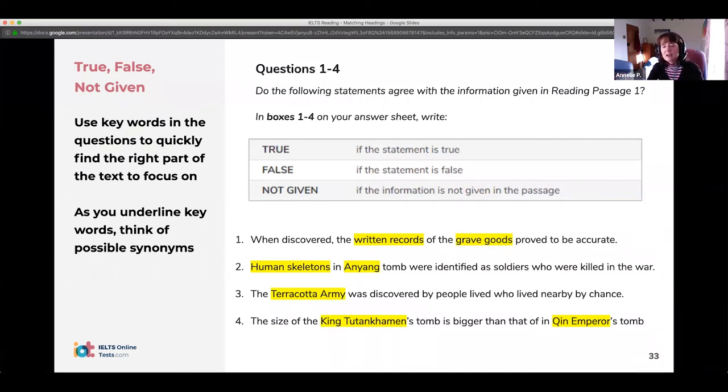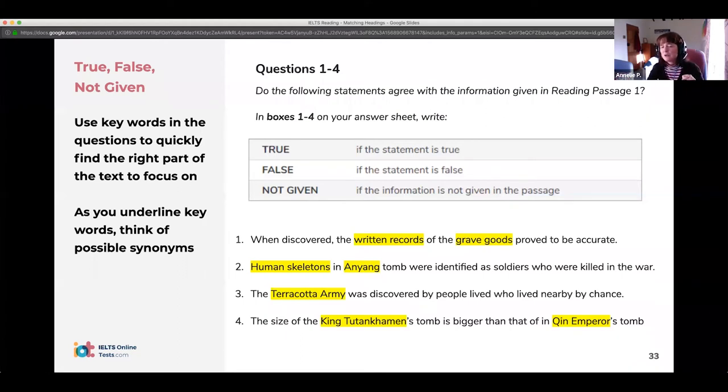Okay. What about in number two? What about identified? Could there be another way of saying identified? Okay. More or less, yeah, maybe recognized as... Remember that identified is when they know exactly, noted. That's quite good. Yeah, I like that one.